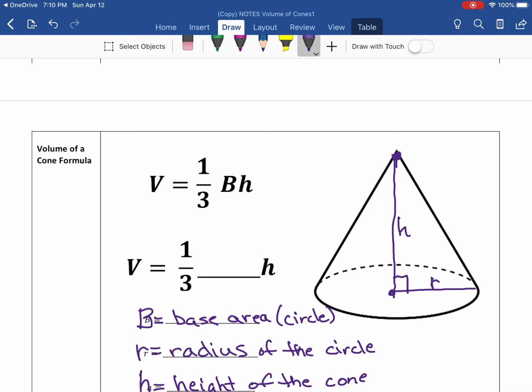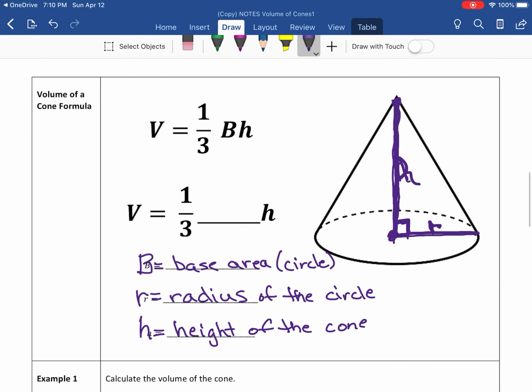A vertex is the point right here. You have one vertex. If you take that vertex and you draw a straight line all the way down to the center of that circle, that gives you the height of your cone. Since you're in the center of the circle, then you go straight out and that gives you your radius. So you have your height here, your radius here. You make that 90-degree angle then.